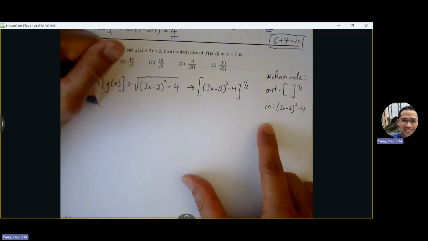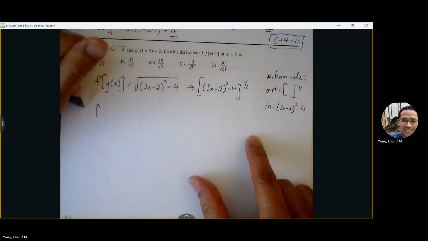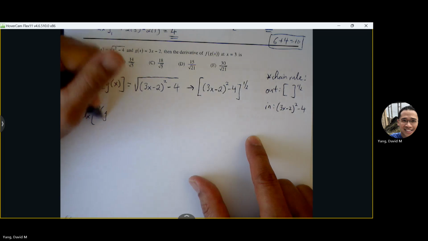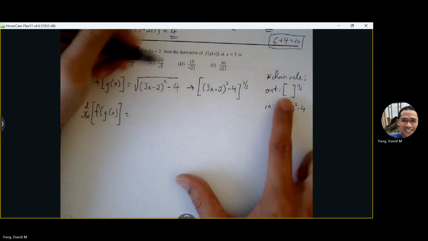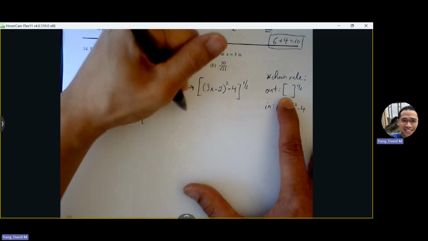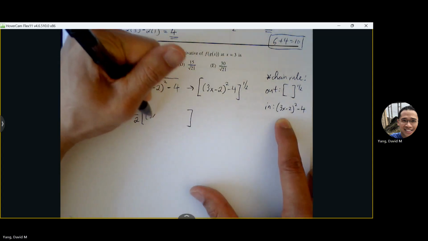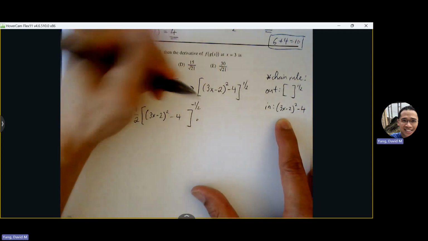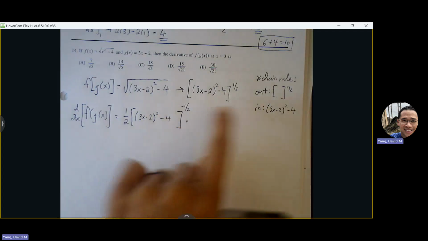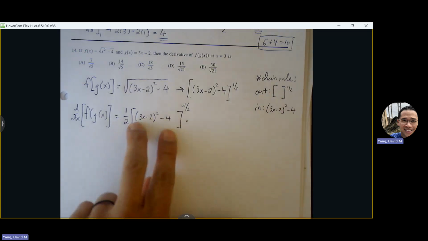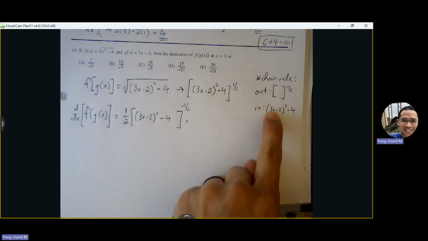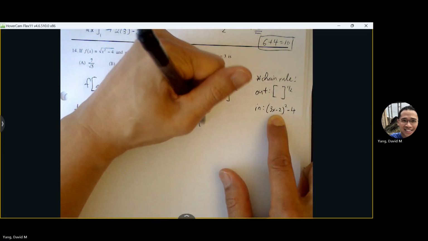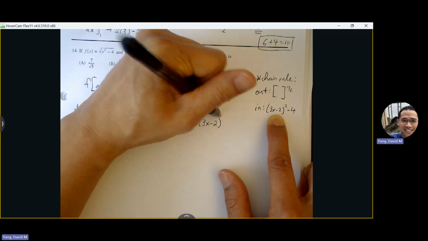So outside's derivative. Outside's derivative, bring down the 1/2, keep everything inside the same. Subtract 1 from the exponent. Right, got to finish power rule here. Bring down the 1/2, subtract 1 from the exponent. And now we're ready for the inside portion's derivative. This is also another chain rule here. So now I'm going to worry about this derivative, which is going to be 2 times 3x minus 2 to the first power times 3.